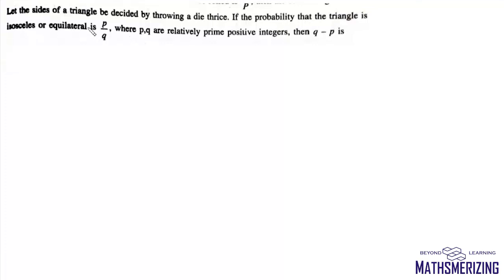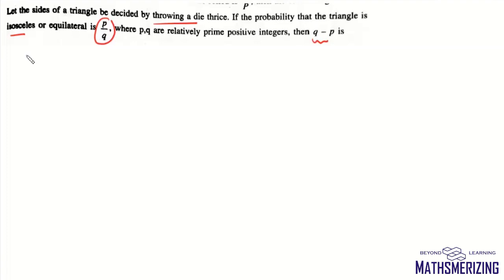Now here the question is, let the sides of a triangle be decided by throwing a die thrice. If the probability that the triangle is isosceles or equilateral is P by Q, where P and Q are relatively prime positive integers, then Q minus P is. Now, when we throw a dice thrice, then we'll get some numbers. In some cases, a triangle may be possible, and in other cases, a triangle is not possible.